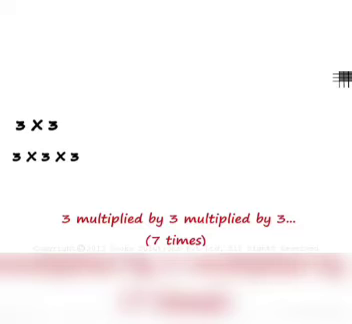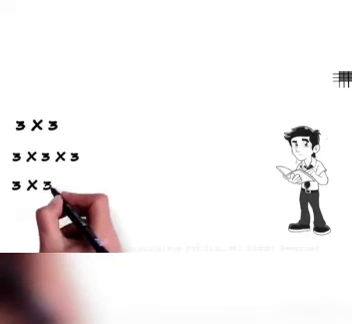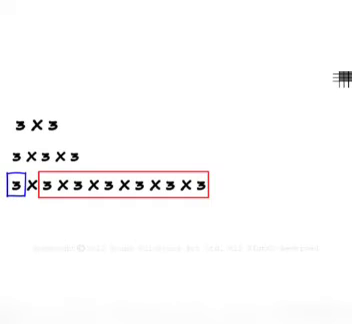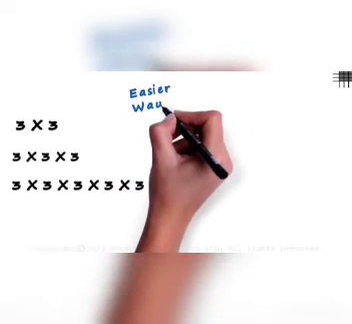Now you've been asked to write down 3 multiplied by 3, multiplied by 3, and so on 7 times. So now you're kind of bored, but you don't have a choice. So you write 3 times 3 times 3 times 3, and so on 7 times. Yes, I know what you're thinking. The more number of times you multiply a number by itself, the more tedious it gets for you to write it down. So, that brings us to the question, is there an easier way to denote these kind of operations?